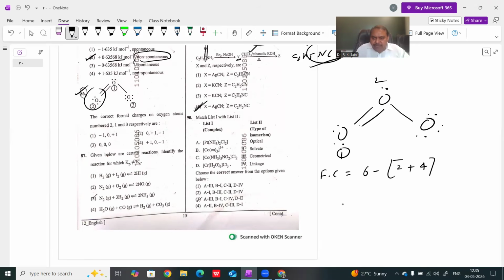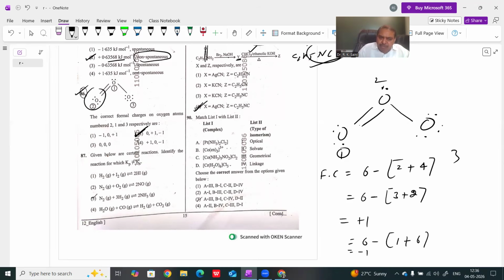In the case of the second oxygen, the number of outermost electrons in the free state of oxygen is 6, number of bonds is 3, and the remaining unshared electrons are 2. Therefore the formal charge is +1. In the case of the last oxygen, oxygen 3, the outermost electrons in the free state is 6, number of bonds is 1, and the remaining electrons 6. Therefore the formal charge is -1. This question is also important, taken from chemical bonding.